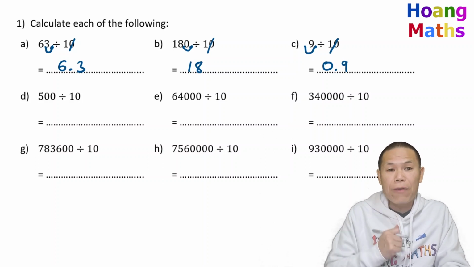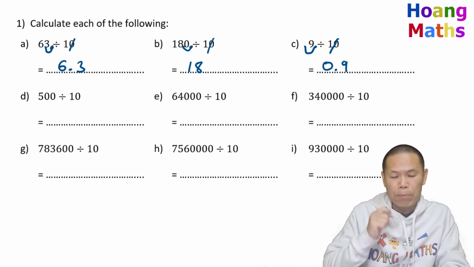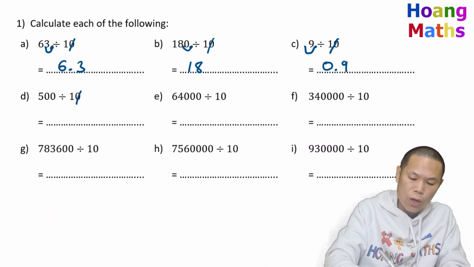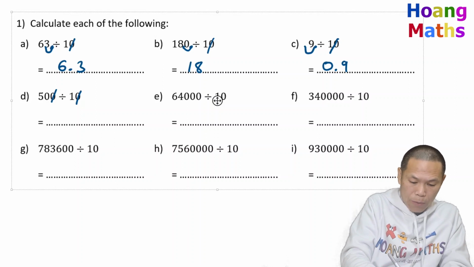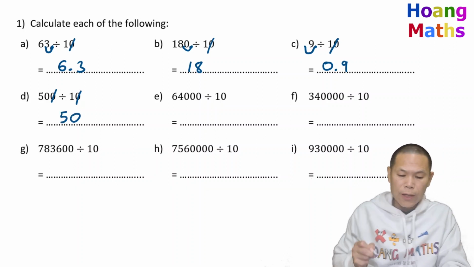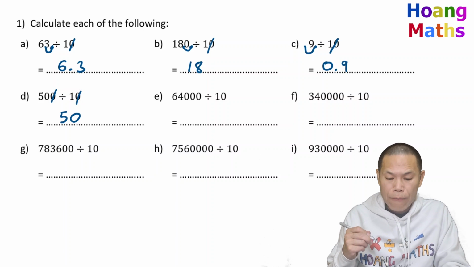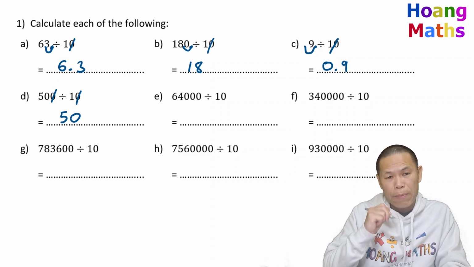Part D, 500 divided by 10. So we simply cancel this 0 with this 0. So the answer is 50. So let me just write this down. So 50. And part E, so we have 64,000 divided by 10.